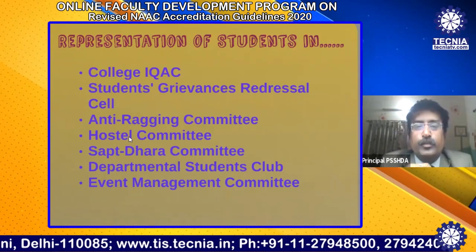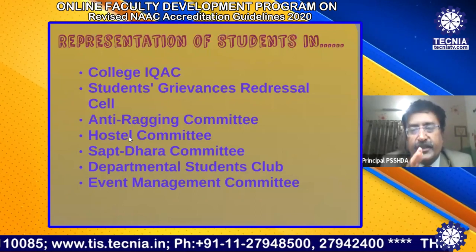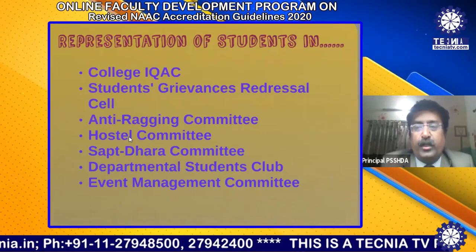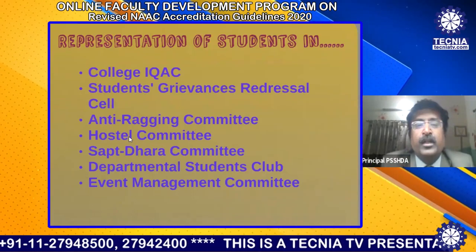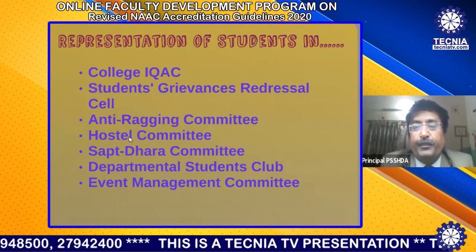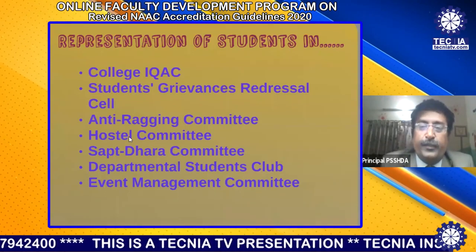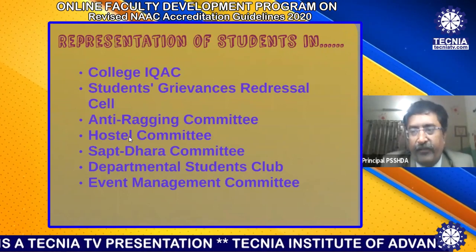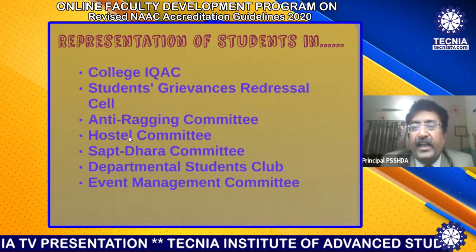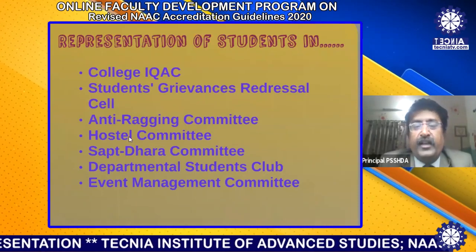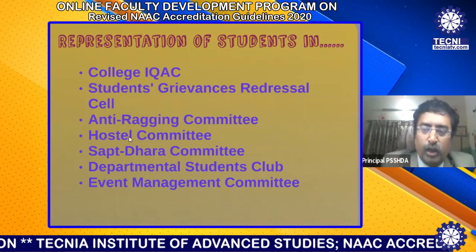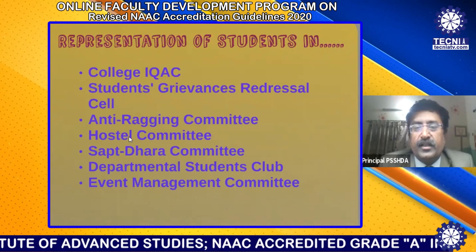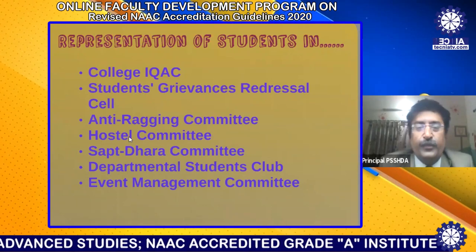Student participation should be there in the student grievance redressal cell. Student participation must be in the anti-ragging committee, or if you have hostels, then the hostel committee, Saptadhara committee, and various departmental clubs. Students' representation should be in the departmental clubs, or if you are organizing any event, then you can have an event management committee, a central event management committee at the college. So in all the committees, student participants should be there. Then we can say that students can participate in each and every activity of the college.